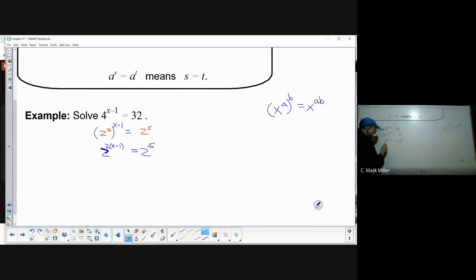Equal bases, 2 and 2. So that's equal bases, which means equal exponents. This means that 2 times x minus 1 equals 5. It's almost as if you can cancel those bold 2's. Very useful property, and this works both directions.